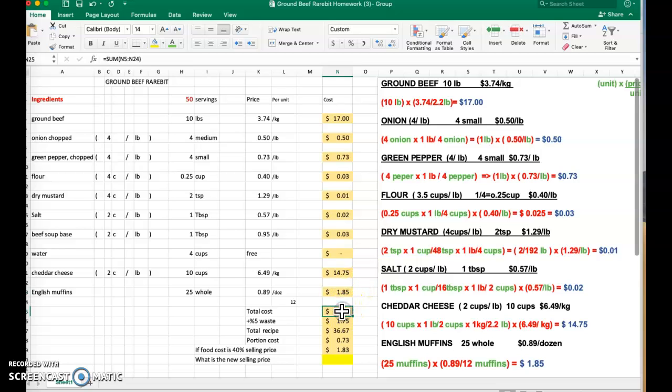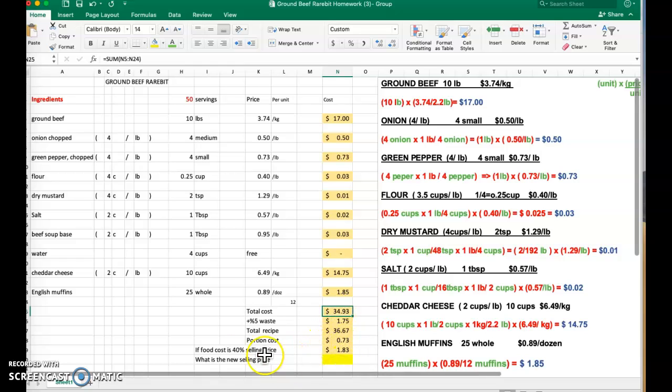To find the total cost, we need to auto sum this. I did sum. You can see here in the formula bar, like 17, all this I had to sum and to find $35.93.